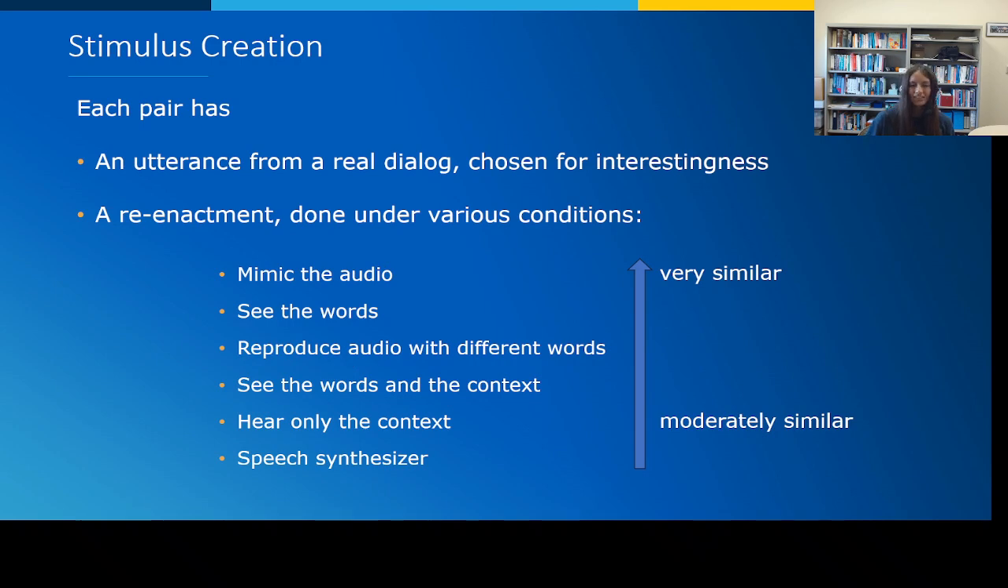Okay, so the stimulus creation. For each pair, we would choose a clip from a real dialogue, and we would create reenactments for that clip. We had a bunch of conditions for creating the reenactments, so that we would get different types of clips. Some were very similar, some were moderately similar. We tried to create this variety so it would be better data for the training. We also used the speech synthesizer. That one was just text put into the speech synthesizer. Those clips were the least similar.